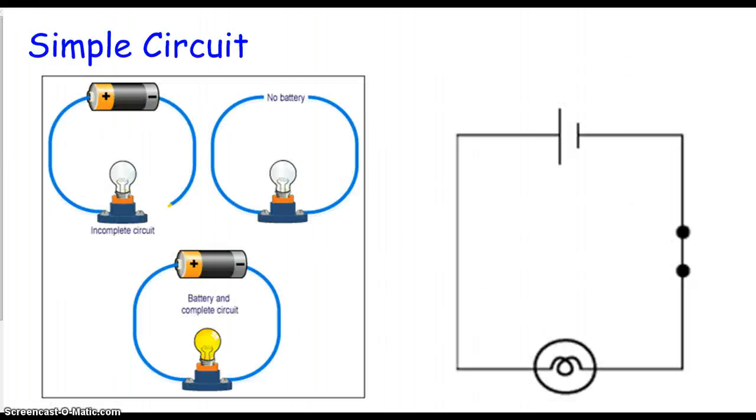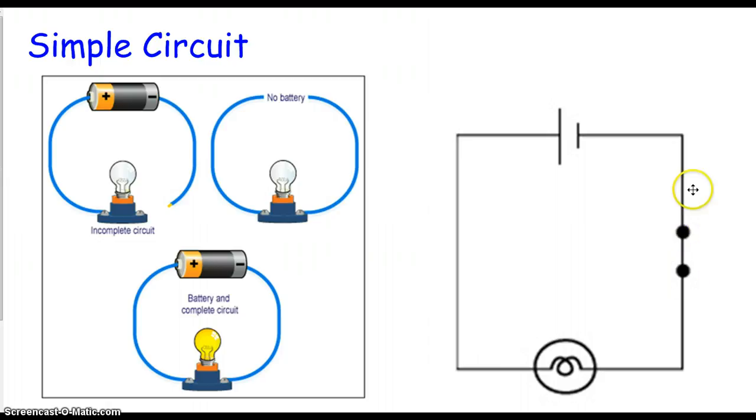Here we go. So, a simple circuit, we know what a circuit is. It is a path of electricity, and if it is a complete circuit, the electricity can make a complete path. Okay? It's an unbroken path. Of course, we need a power source, a battery or other power source, and we need the circuit to go all the way around. It cannot be broken.